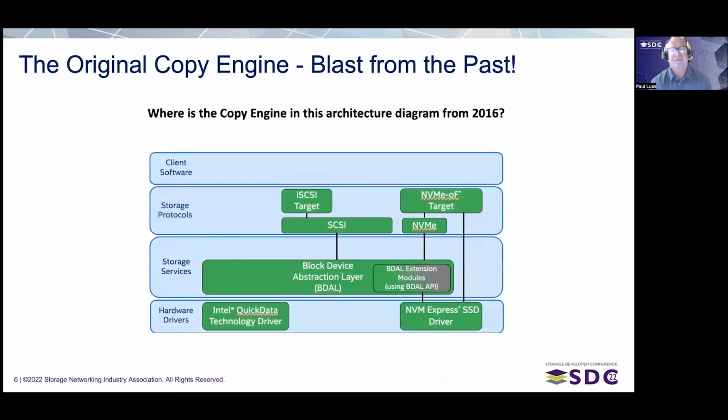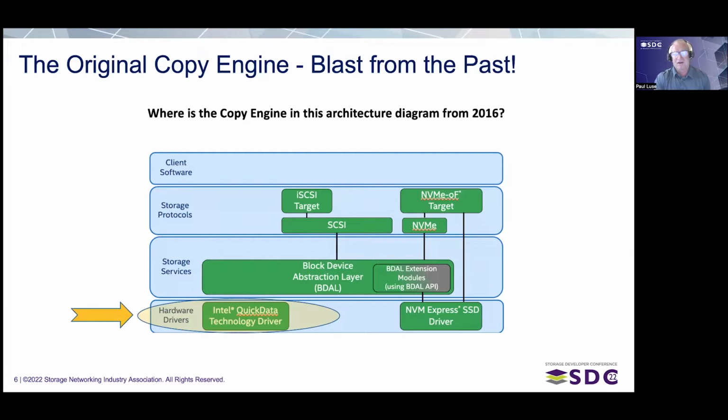But before we get to that, let's talk about the original copy engine, right? Blast from the past. Like I said, the architecture diagram has been growing over the years. Here's what it looked like in 2016. Not a whole lot of stuff on there. So here's the question. Can you spot the copy engine in this architecture diagram? I'll give you a hint. It's right there. It's not called the copy engine on this architecture diagram because it was very simple and it was really focused around one thing.